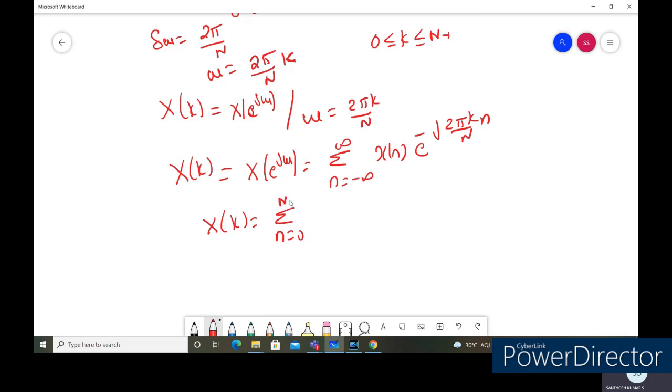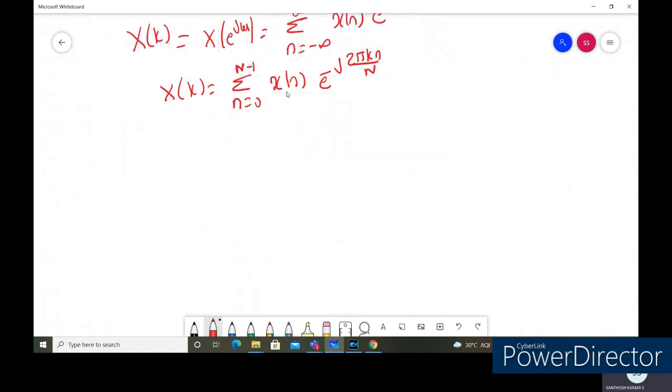So by truncating to 0 to N minus 1, we can obtain the DFT formula like this: X of k equals the summation of x of n into e to the power of minus j 2 pi k n divided by N. This is the formula for the DFT, where x of n is assumed to be a periodic sequence with period equal to capital N. It is a finite length sequence whose duration is equal to capital N.